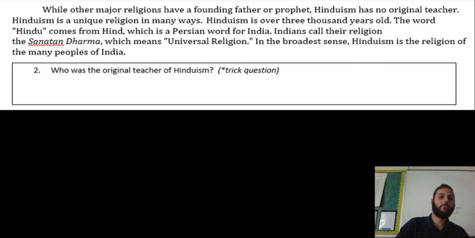While other major religions have a founding father or prophet, Hinduism has no original teacher. Hinduism is a unique religion in many ways. Hinduism is over 3,000 years old. The word Hindu comes from Hind, which is a Persian word for India. Indians call their religion Sanatan Dharma, which means universal religion. In the broadest sense, Hinduism is the religion of the many peoples of India.